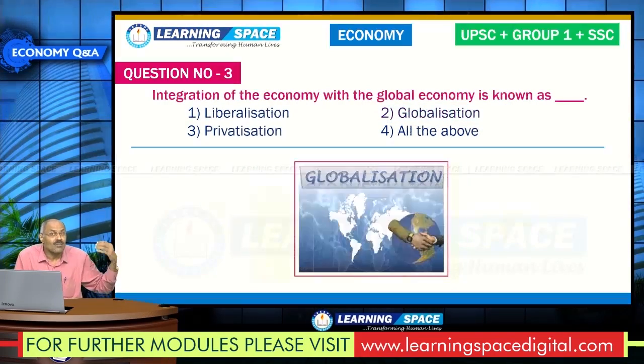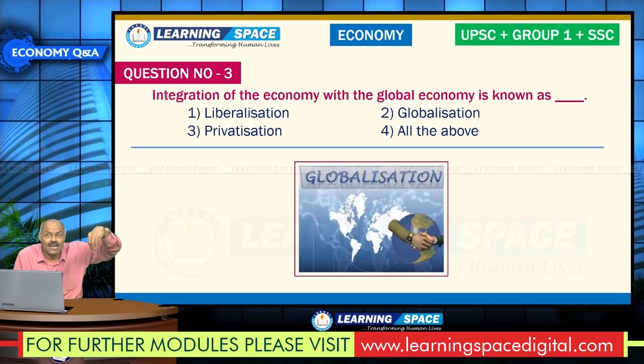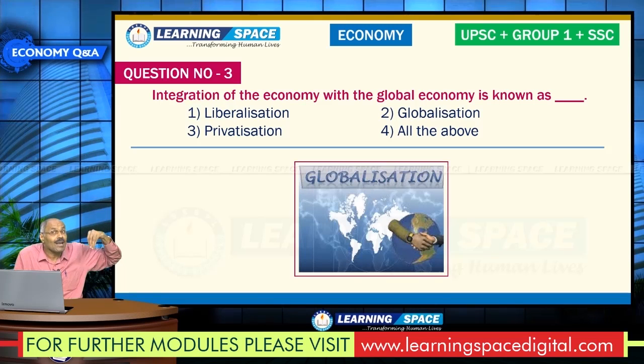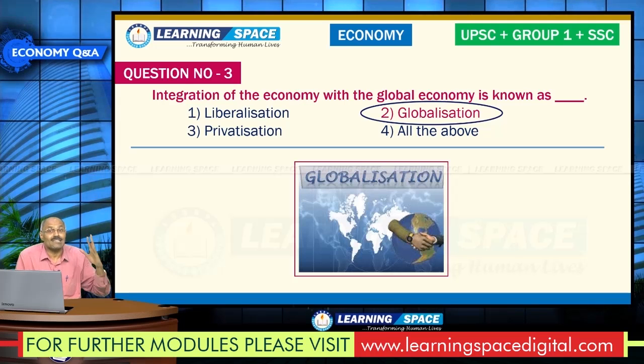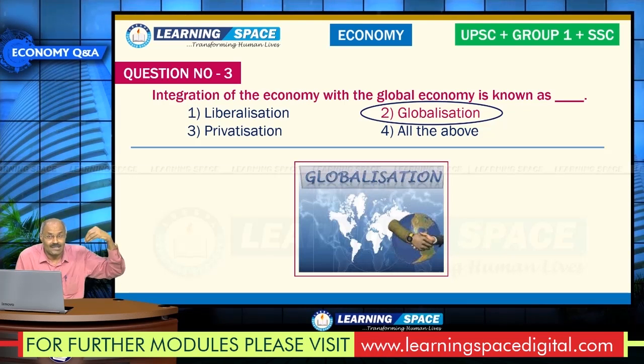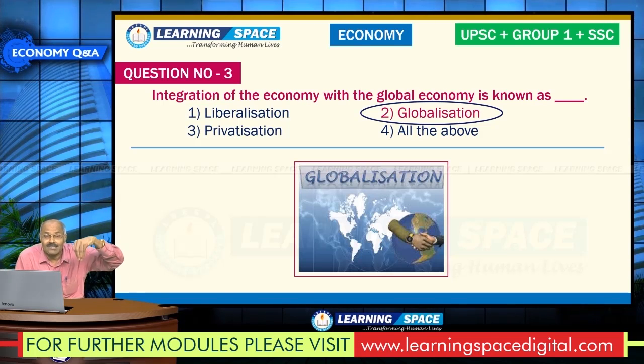Look at the next one, integration of the economy with the global economy is known as globalization. We are talking about three terms since 1991. One is globalization, second one is privatization, third one is liberalization. So these are three terms.